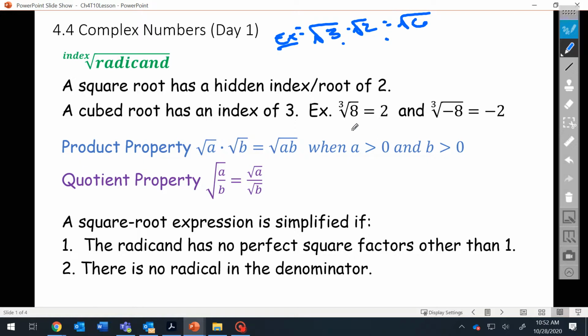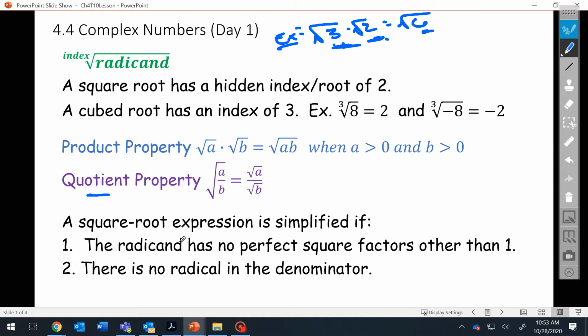This only works when these numbers are positive. Okay, so this 3 is positive, this 2 is positive. So this only works when those are positive. The quotient property says that if you're taking the square root of a fraction, you can split the square root among the numerator and the denominator. You can give it to each of them.